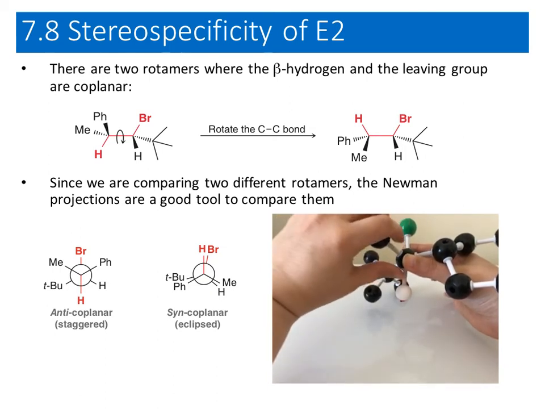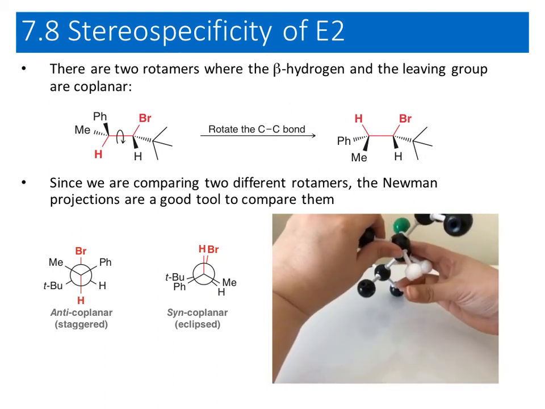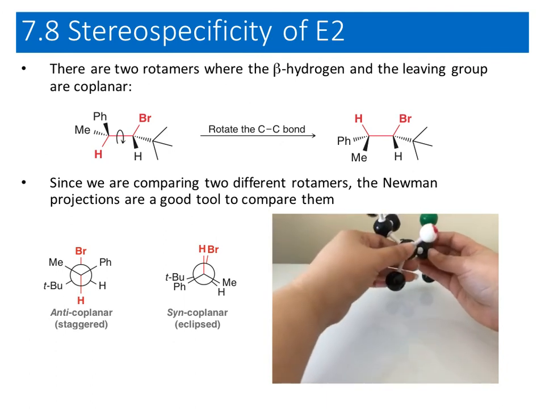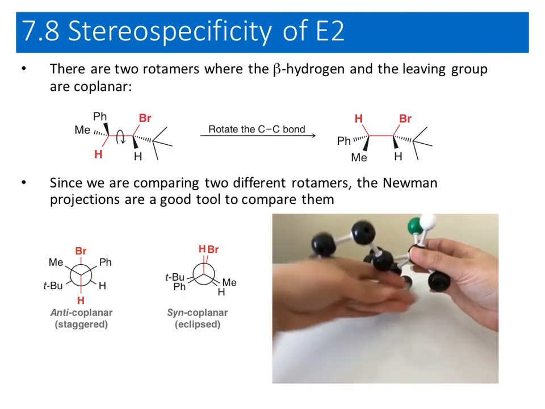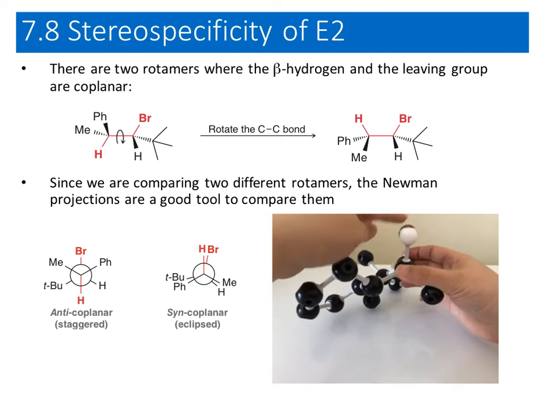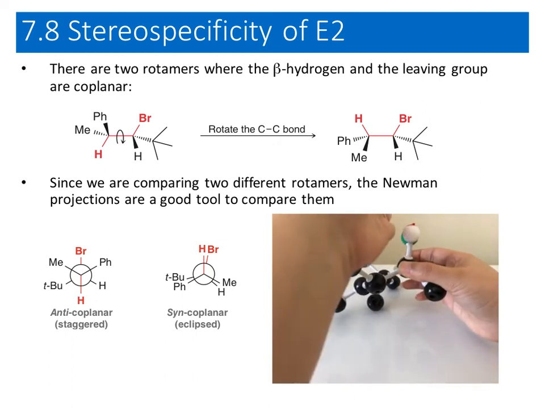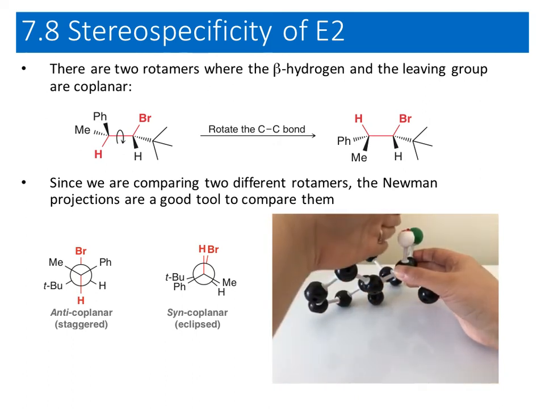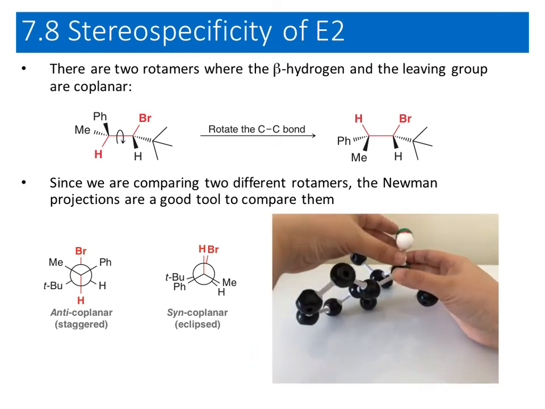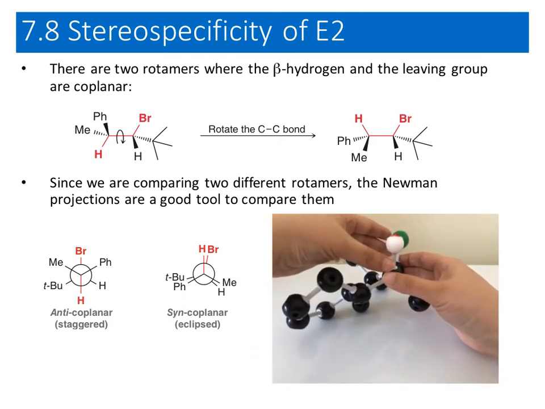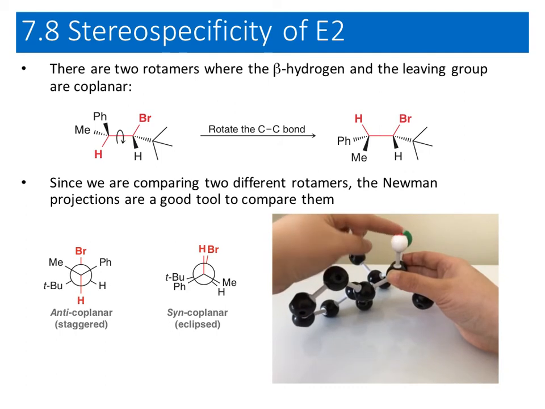Now the other conformation where they are coplanar to one another is this one, where the dihedral angle between them is 0. Again, if you imagine a plane passing through the molecule, it can hold all of these four atoms, but the angle between them is 0. So we call them syn coplanar.